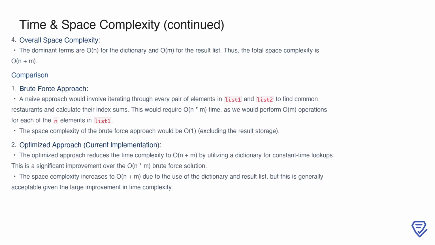With these components in mind, the overall space complexity is determined by the dominant terms, O(n) for the dictionary and O(m) for the result list. Adding these together, we get a total space complexity of O(n + m).